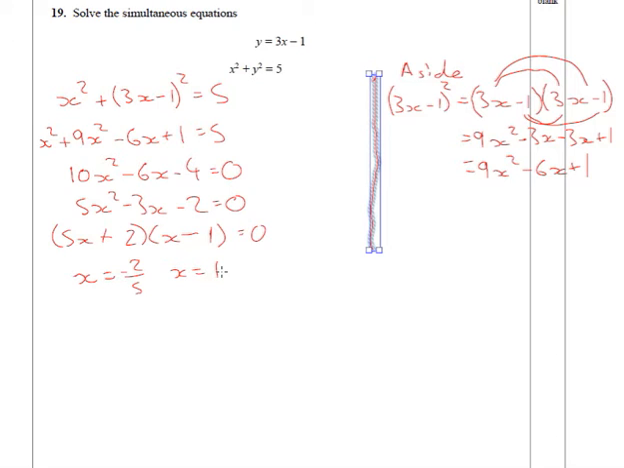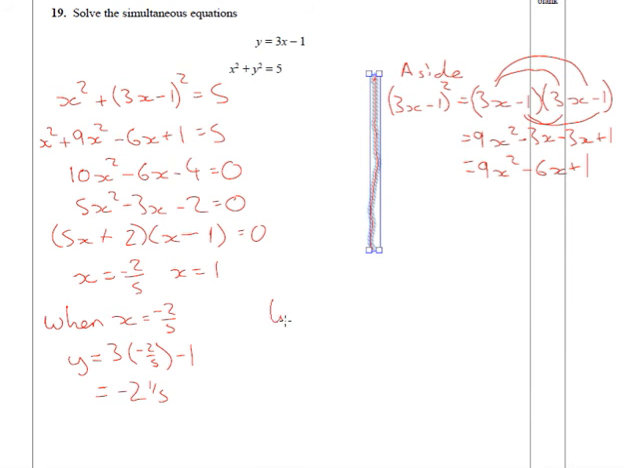Now, of course, with simultaneous equations, you need to find your corresponding y values. So when x equals minus 2/5, you have to find y. y equals, we use this top one here. It's nice and easy, it's already arranged, so you don't have to do much with it. y equals 3 times minus 2/5 minus 1. Then your y value for this one is minus 2 and 1/5.